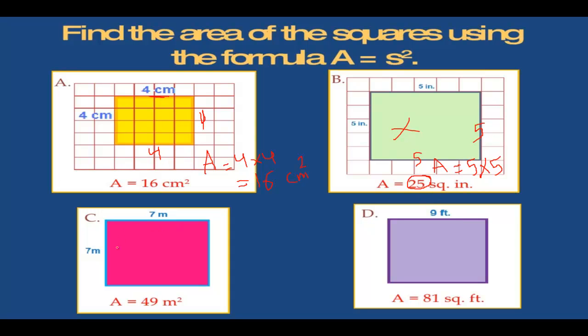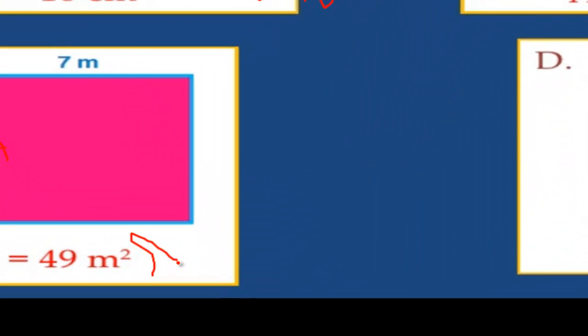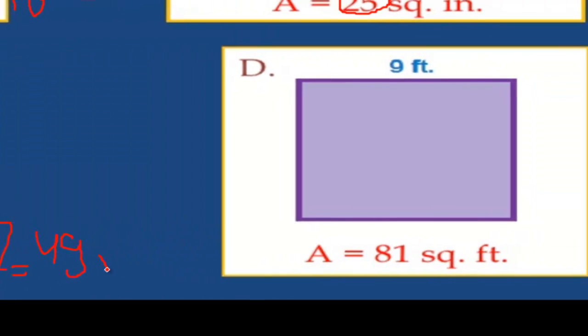So let's see this one. The area, of course, I'm going to write it in the Y. The area is going to be the side length multiplied by itself. So 7 multiplied by 7 equals 49 square meters.